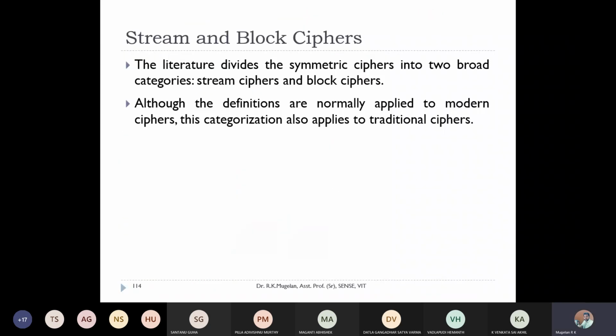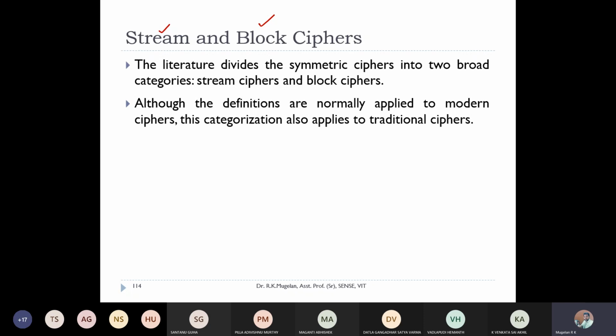So next we move on to a classification of cryptographic techniques under stream and block ciphers. I just want to give a brief idea about the stream and block ciphers because though it is not present in our module 1, we will be discussing based on these two things alone in the upcoming modules.